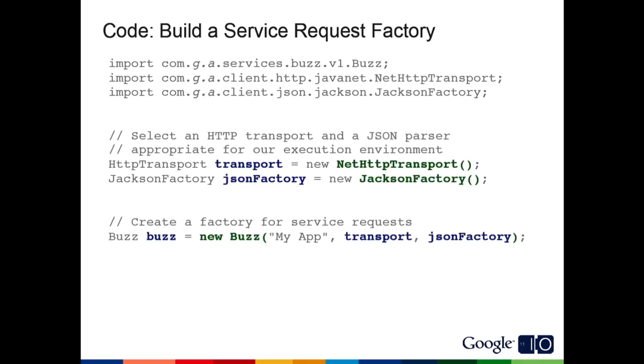It's creating a transport level for the HTTP requests and a JSON parser. These are a pair that are appropriate for an installed app. Right below it, I use those to create a Buzz object. And that Buzz object is going to be my handle for creating requests to the Buzz service.